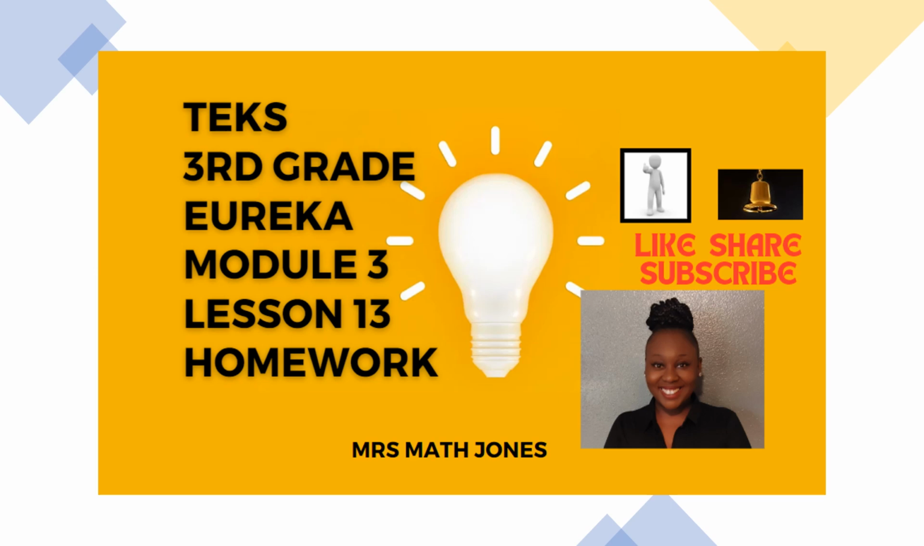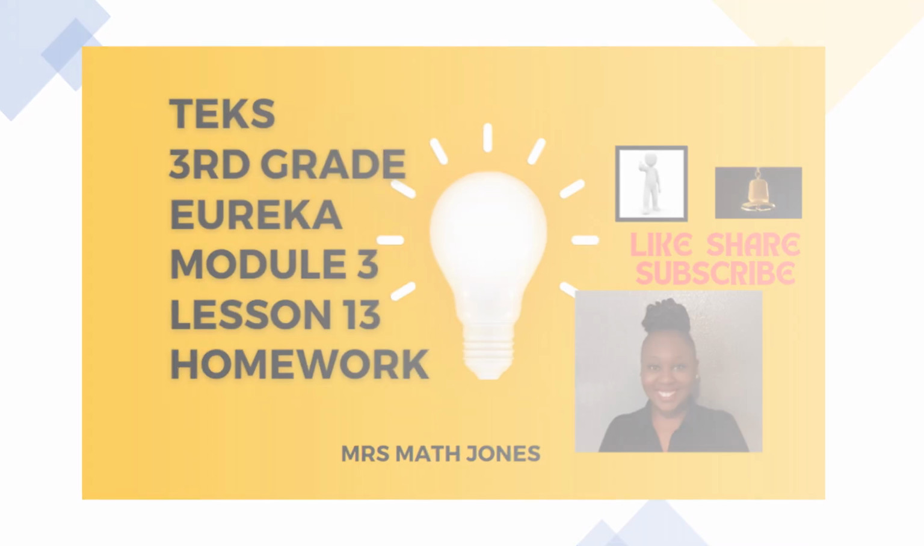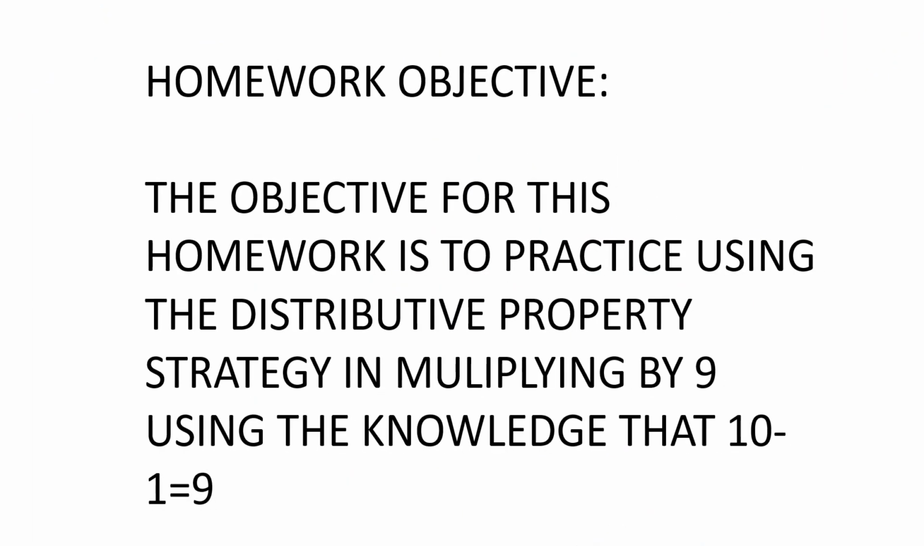So today we're going to be working on third grade, Eureka Module 3, Lesson 13 homework together. Now, our objective for this homework is to practice using the distributive property strategy in multiplying by 9, using the knowledge that 10 minus 1 equals 9. So basically, we're going to be multiplying numbers times 10 and then subtracting a group to make multiplication a little easier. Now, this is just a strategy. That does not necessarily mean you have to use this strategy, but this is just a strategy that we're learning to help us with our multiplication.